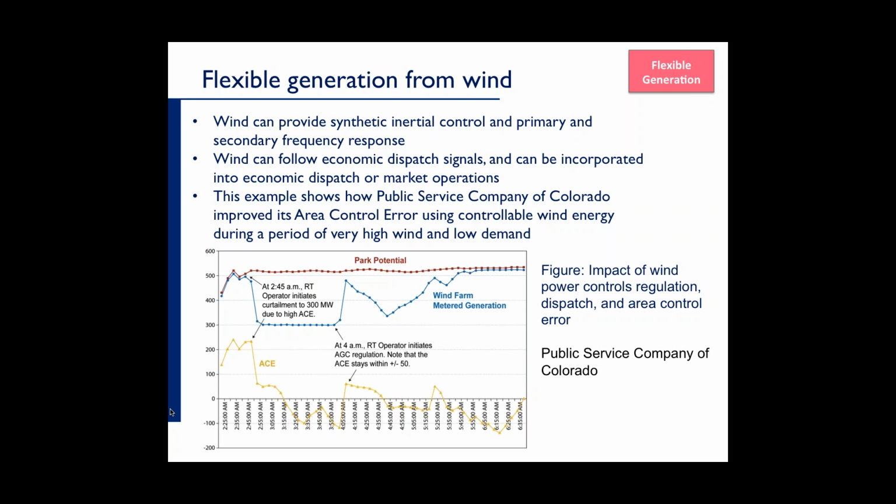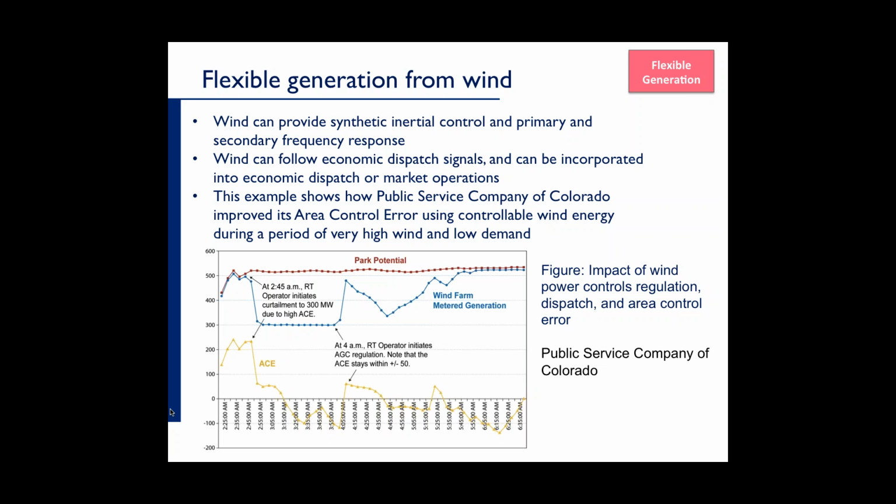And so the next step was to put the wind on what we call automatic generation control. This is the same feature that we use to regulate the power system with other units. So at 4 o'clock, the wind is put on AGC, and you can see that after 4 o'clock, the wind moves around a little bit. So some of the wind is being curtailed. But if you take a look at ACE, ACE remains within 50 megawatts plus or minus for the rest of the time period. So this demonstrates that you can actually get a lot of flexibility out of wind.